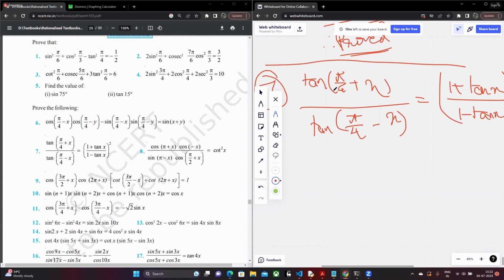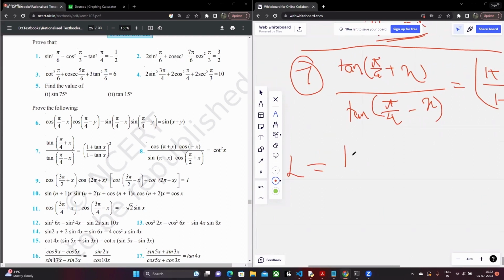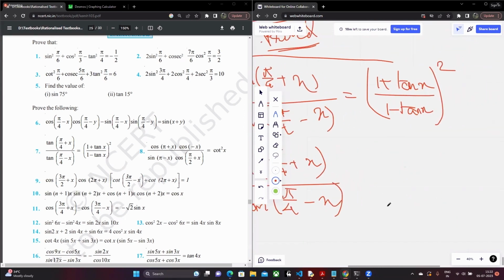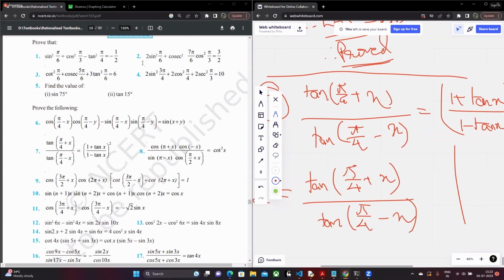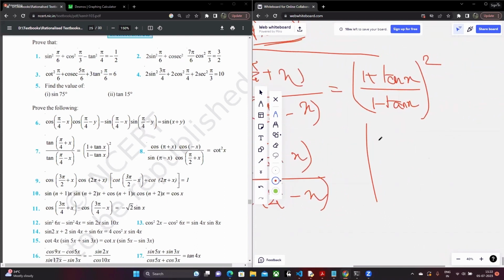But here, the simplest way to do this is by expanding these formulae. No other go. So what you do is take L. This is basically tan of pi by 4 plus x divided by tan of pi by 4 minus x. You may know this as an addendum to the different rules, if they haven't given tan of pi by 4 plus x as a rule.